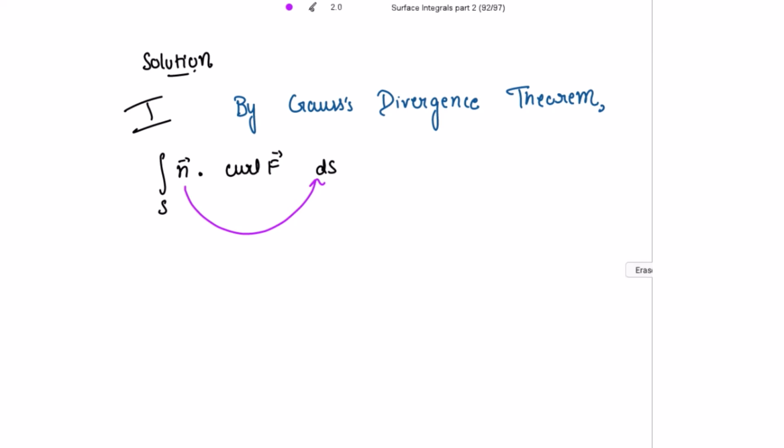For that, let's use one result. The dot product of n vector with curl of f vector is equal to curl of f vector dotted with n vector. These two are equal. So I'm using this result first. So this is equal to the surface integral of curl of f vector, its dot product with n vector, and then dS. So now I have this n vector with dS, and now we can use the Gauss Divergence Theorem.